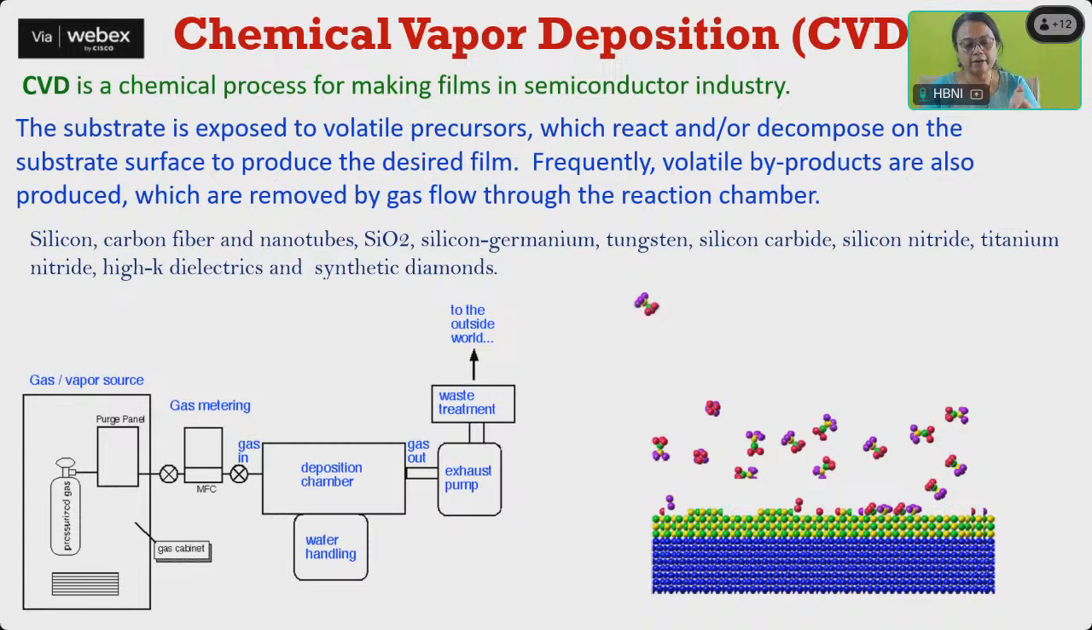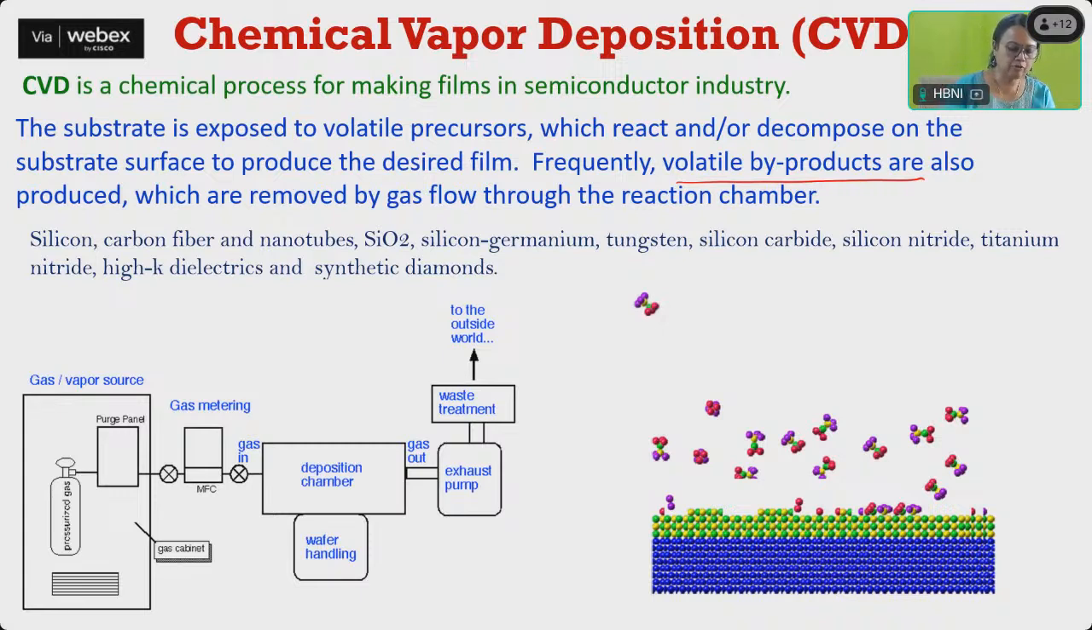Like silicon hydride is there, so it decomposes into silicon on the substrate surface to produce the desired film. Frequently, volatile byproducts are also produced, which are removed by gas flow through the reaction chamber. So we have deposition chambers we were talking about. Now we have a reaction chamber. And silicon, carbon fiber, carbon nanotube, silicon oxide, silicon carbide, these are generally deposited.